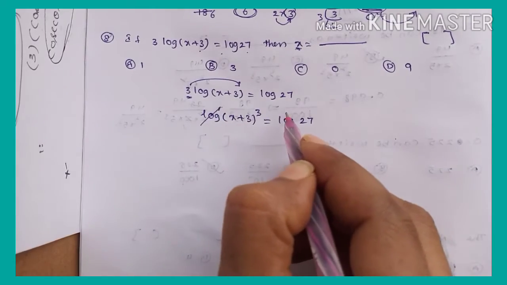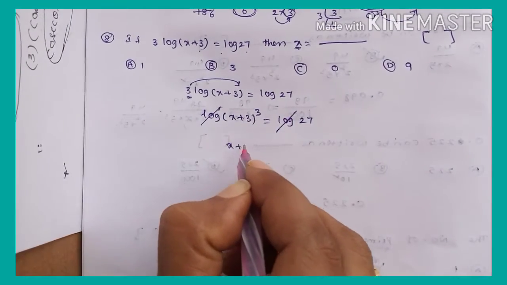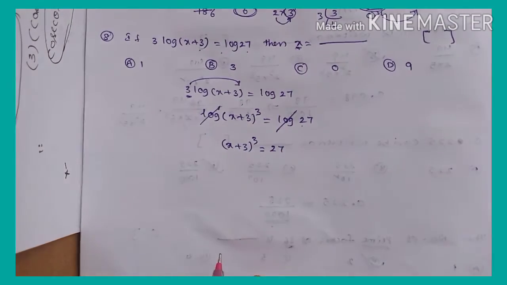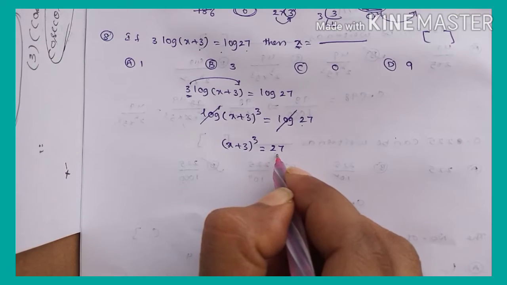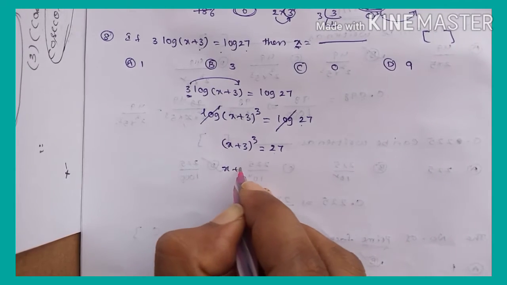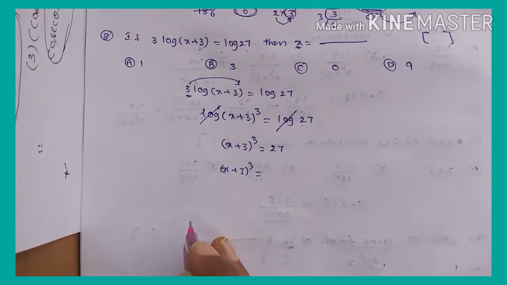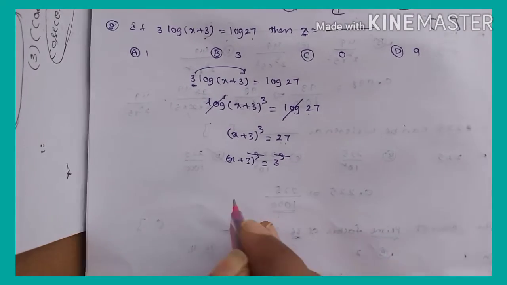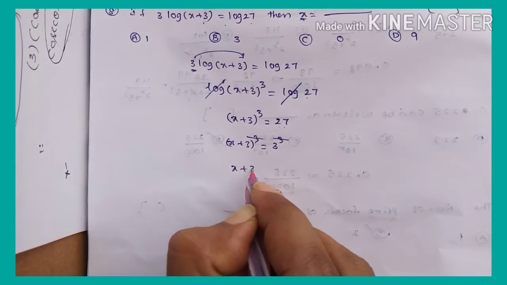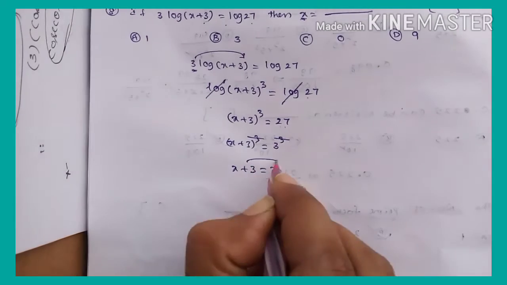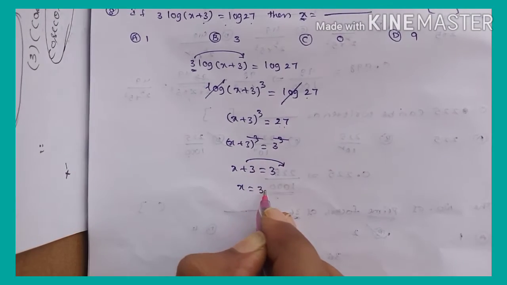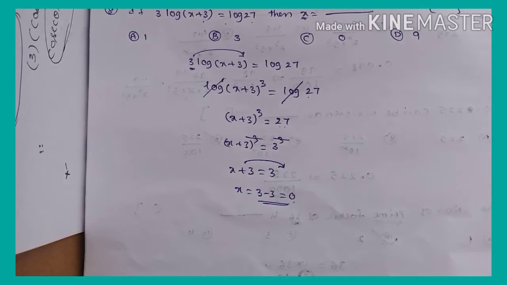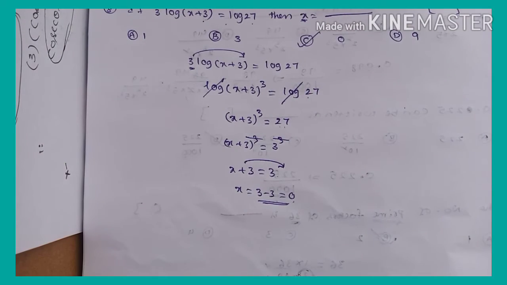Both sides log cancel. Now the remaining values are (x plus 3) whole cube is equal to 27. This 27 can be written in cube form as 3 cube. Both powers cancel. Then the remaining value is x plus 3 is equal to 3. Plus 3 transposed, minus: the value of x is equal to 3 minus 3, which is 0. So option C is correct.